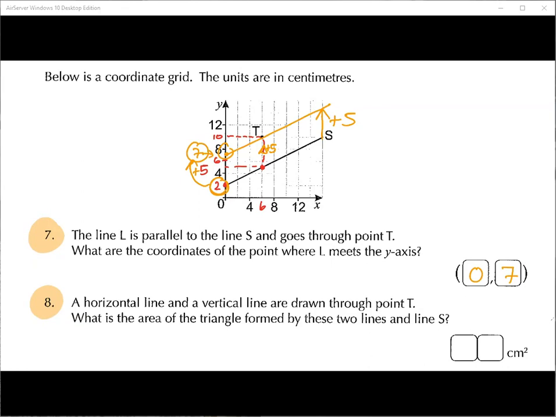A horizontal line and a vertical line are drawn through point T. What is the area of the triangle formed by these two lines and line S? Okay, so a horizontal line and a vertical line are drawn through the point T. Let's draw a horizontal line through point T. Okay, that's a horizontal line through point T. Next, what else? And then it says a vertical line through T. Vertical means straight.